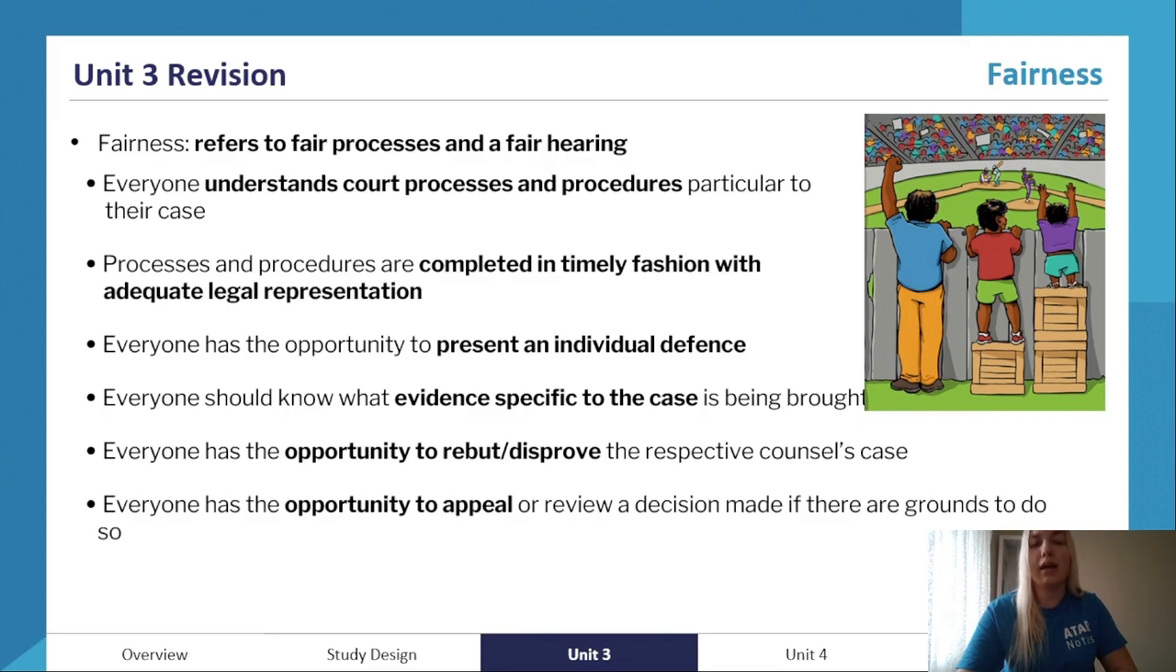So, fairness refers to fair processes and a fair hearing in a broad manner. This means everyone understands what's happening within the courts, particularly in their case as an accused person. They're able to navigate and understand proceedings. Everything is completed in a timely fashion. There are no undue delays to cases being heard, and everyone has adequate legal representation. So, also, if you have limited income, still being able to get a lawyer, everyone having the opportunity to present defenses to crimes, everyone knowing what evidence specific to the case is being brought.